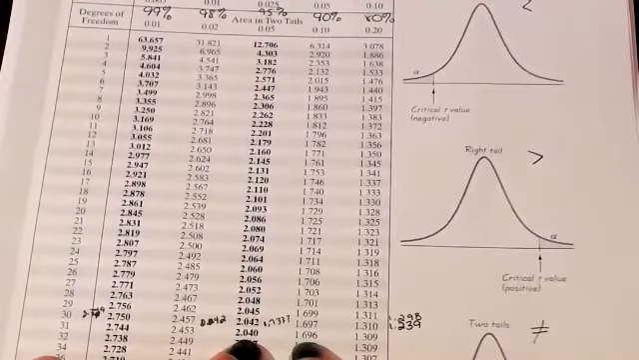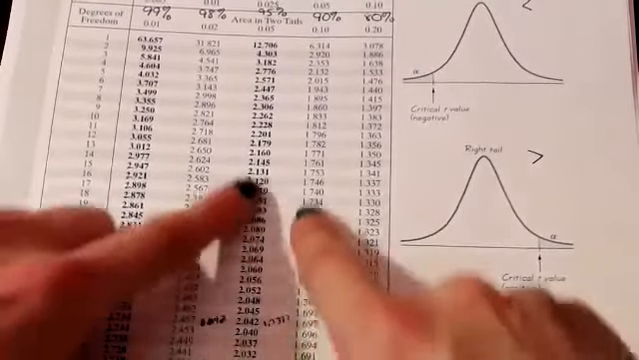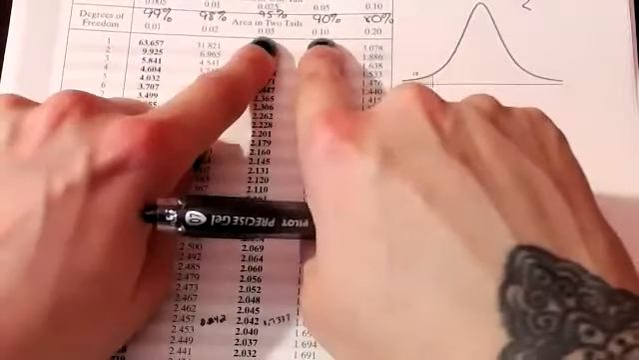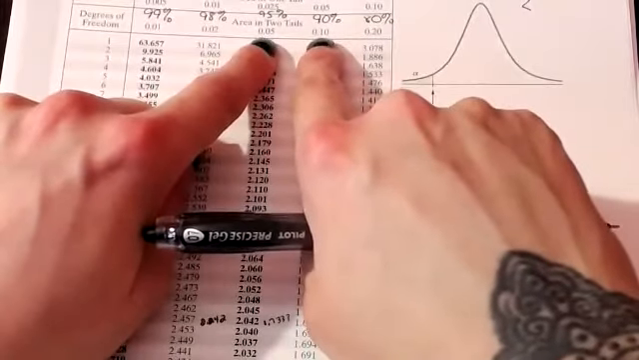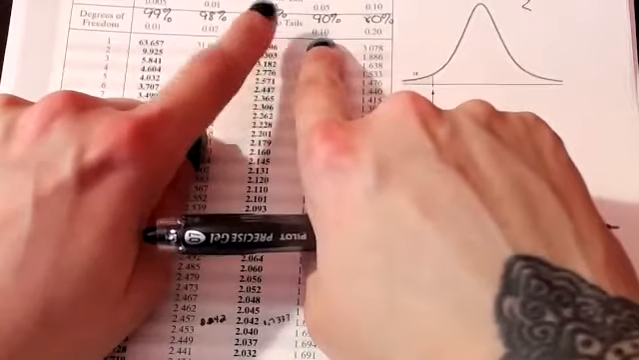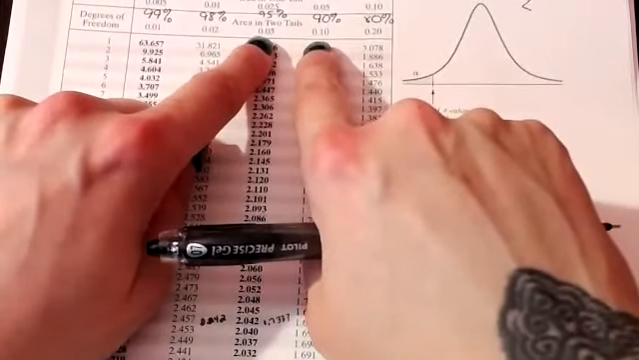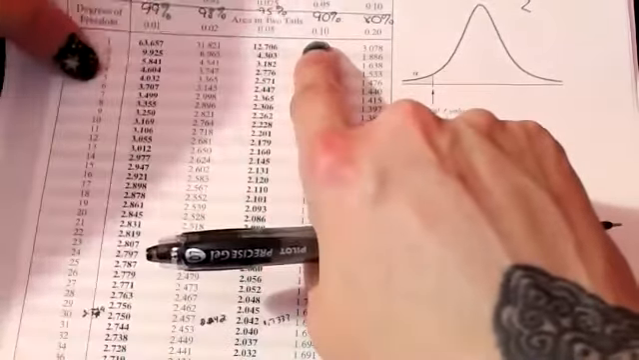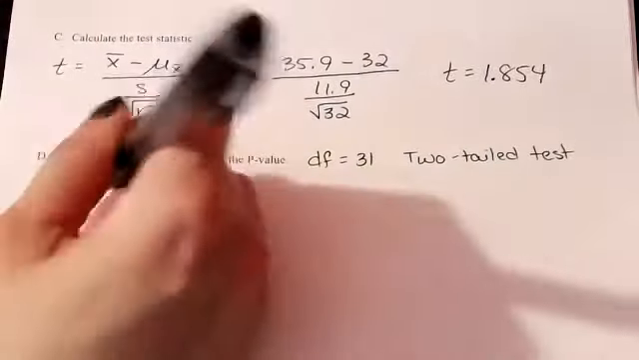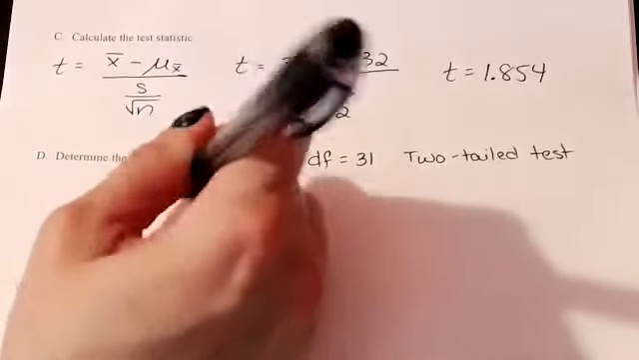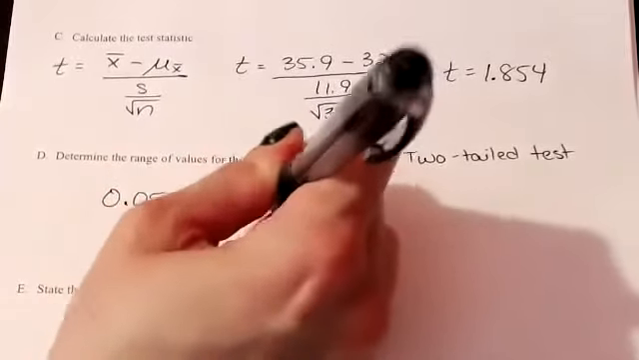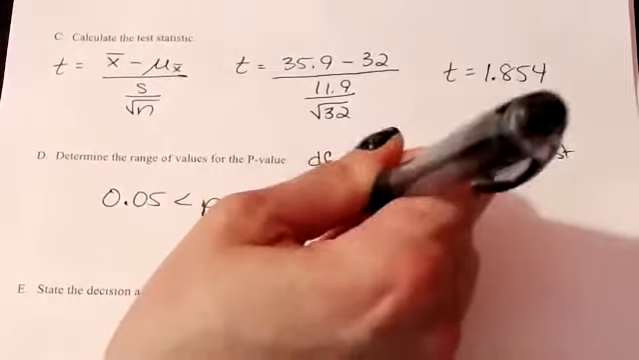It is a two-tailed test. So if we scroll up to those p-values, we see that our p-value lies between 0.05 and 0.10. That is a range of values for the p-value. So we will write 0.05 is less than our p-value, which is less than 0.10.